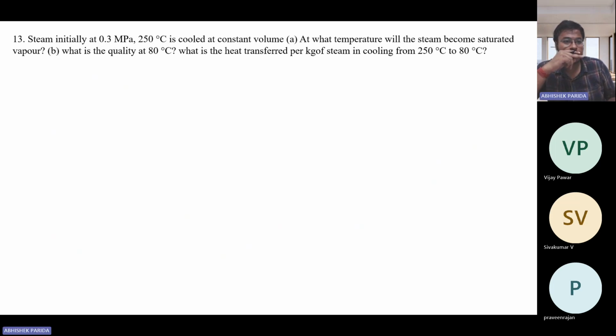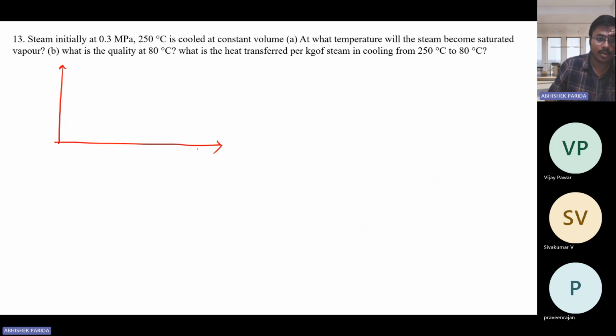So the next question is: steam initially at 0.3 megapascal, 250 degrees Celsius, is cooled at a constant volume. At what temperature will the steam become saturated vapor? What is the quality at 80 degrees Celsius? What is the heat transferred per kg of steam in the cooling? This is somewhat the same question that we have already solved, so I will just give you the hint.